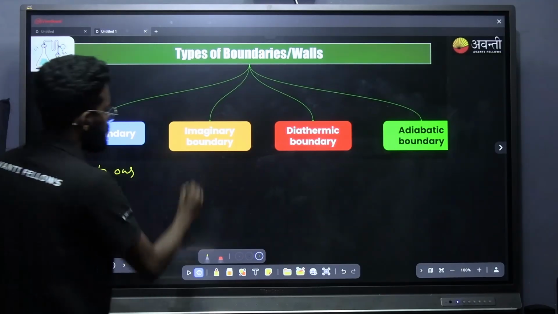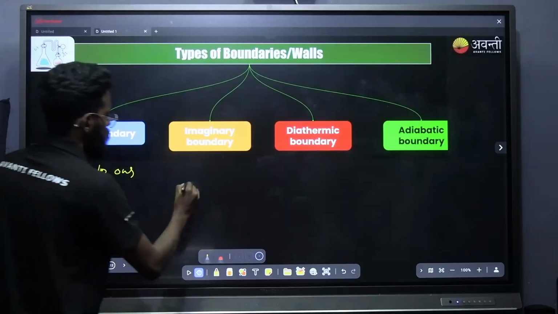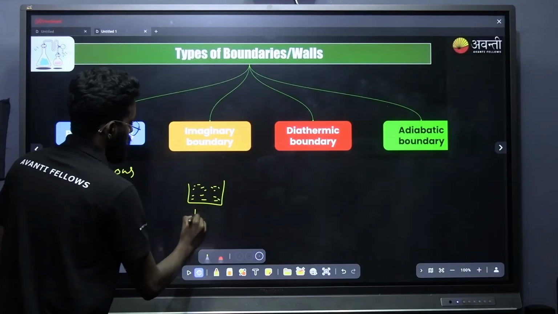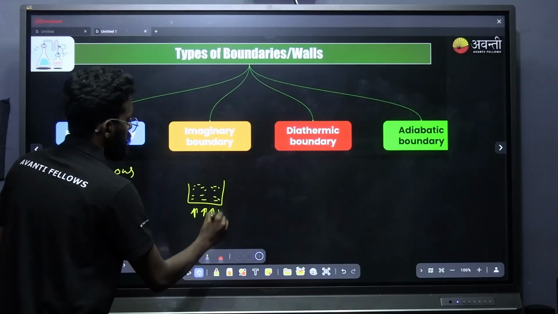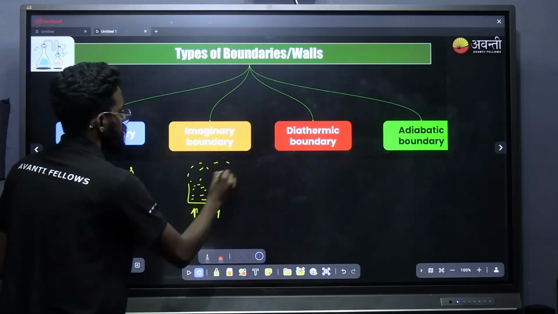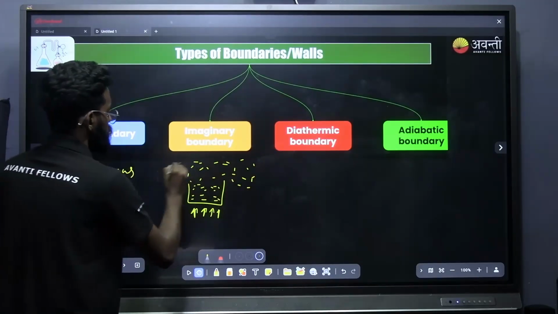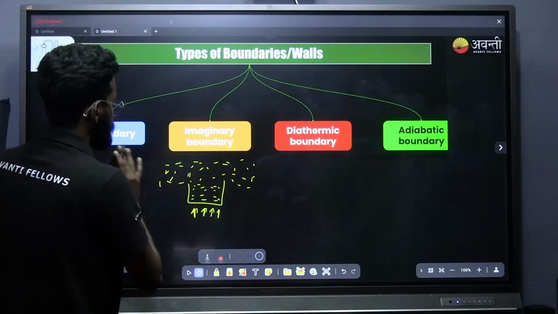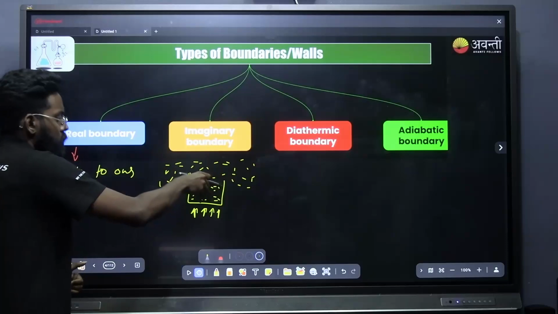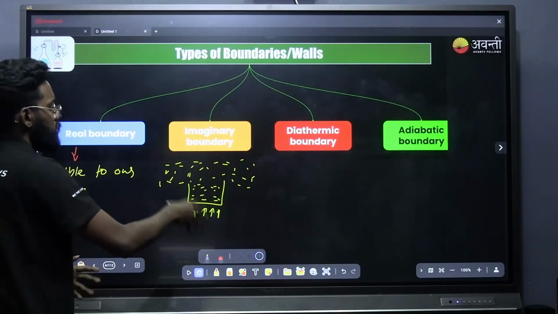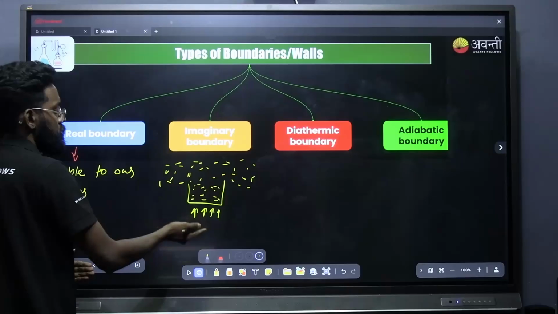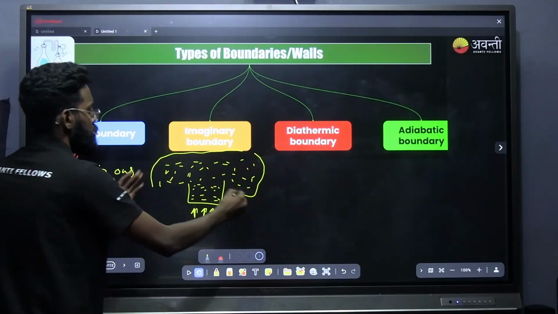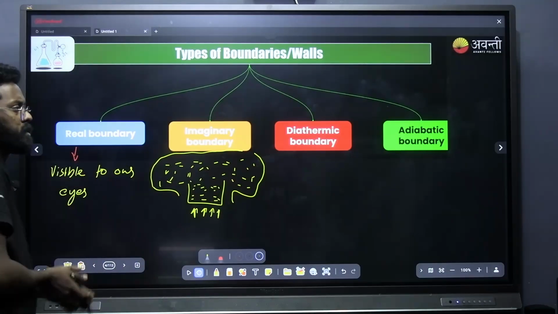What is an imaginary boundary? For example, if I am taking a vessel containing water and I am heating this water, the water vapors will be moving to the surroundings. We can't predict which is the exact boundary, because the water inside the vessel is actually our system, and the system is coming out from the vessel when I am heating. Here we can just imagine that the boundary can be like this. That is an imaginary boundary.